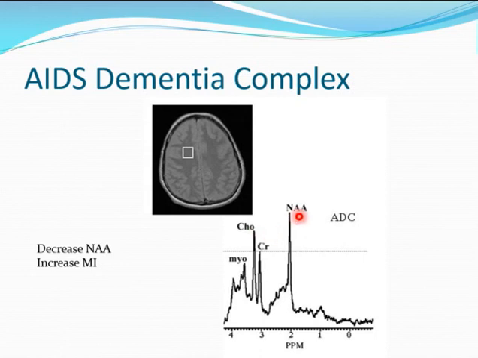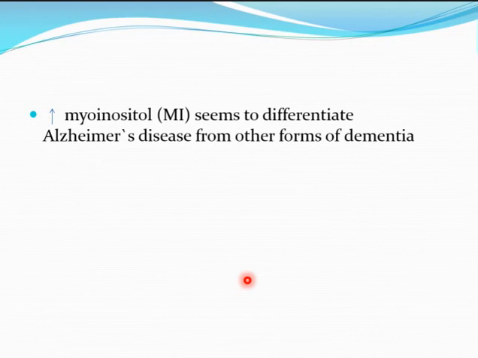You can see, compare the NAA to choline, it's not more than 1.5 to 2 times, indicating decreased NAA peak, indicating loss of neuronal integrity, loss of neurons, which means Alzheimer's disease. Okay, and the myoinositol peak is increased. So, increased myoinositol seems to differentiate Alzheimer's disease from other forms of dementia. It's more commonly seen with Alzheimer's disease. Okay, when you see myoinositol and the patient is demented, it indicates Alzheimer's dementia rather than other types of dementia.